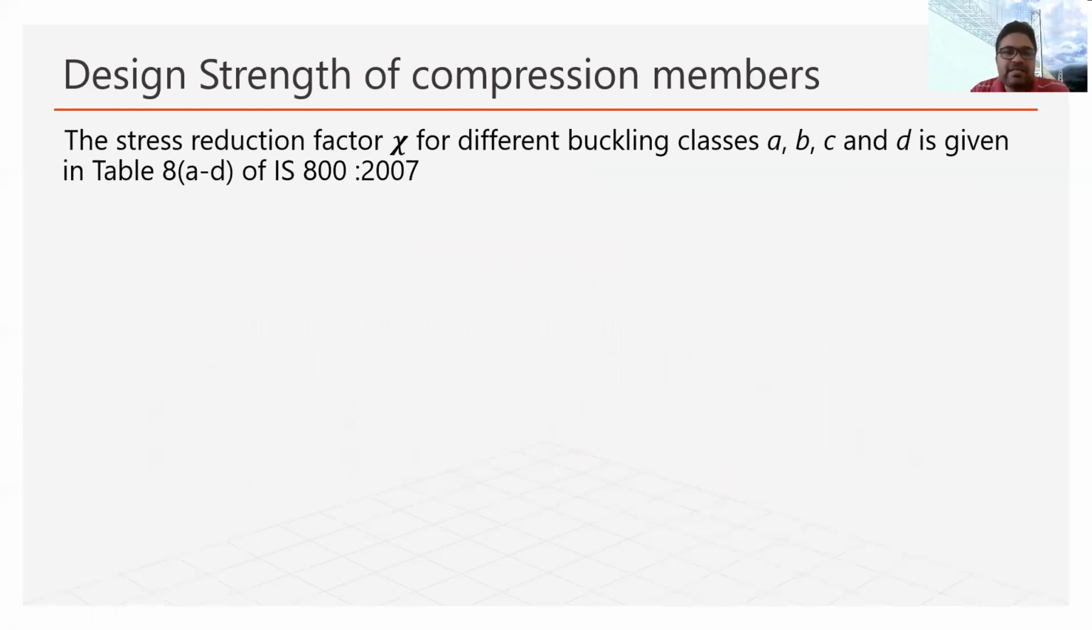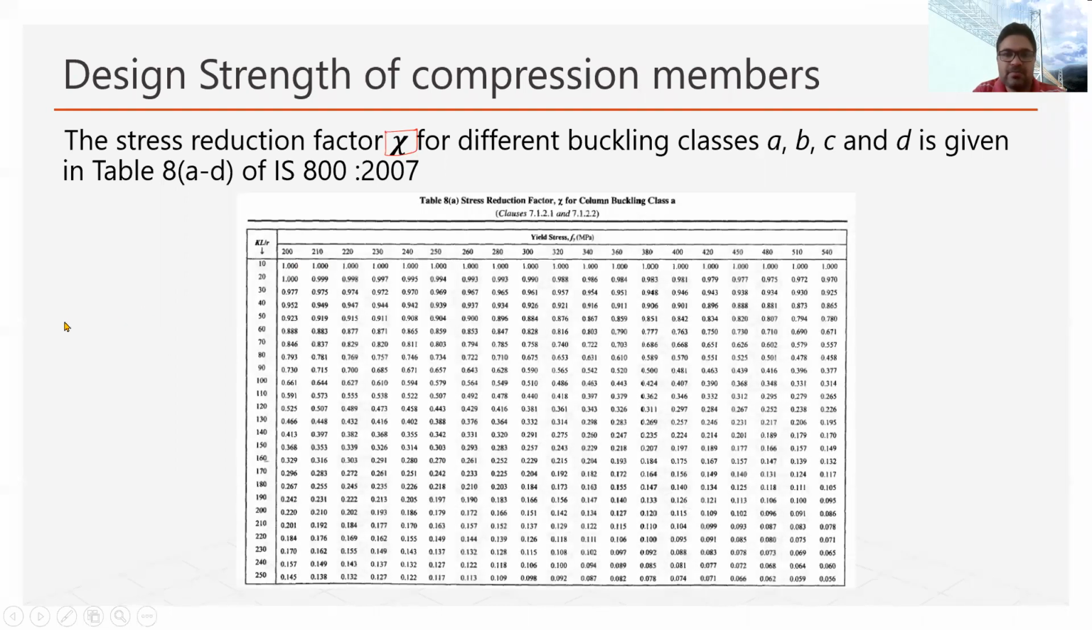Now the stress reduction factor, that is chi, is also given in the IS code in a table. You can see that Table 8a belongs to this stress reduction factor. We have seen the formula for how these values are arrived at, but they are directly given in the IS code.